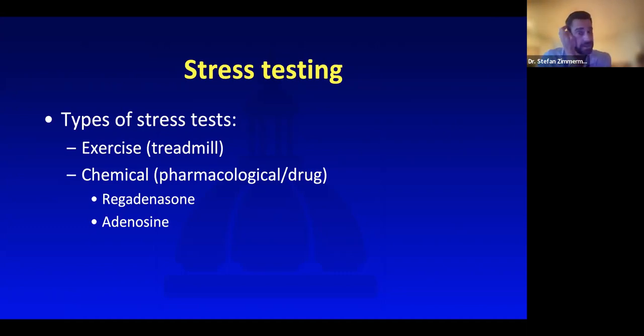So then the other flavor is the chemical stress test. This is for people who really have trouble exercising in particular. Like, let's say you have a bum knee or something, and you can't really exercise very well. You have really bad back pain. So then we can do a chemical stress test, which basically means we give a drug that simulates stress. In this case, you can give regadenoson or adenosine. They're two different drugs that do a similar thing. And then we do imaging after that.